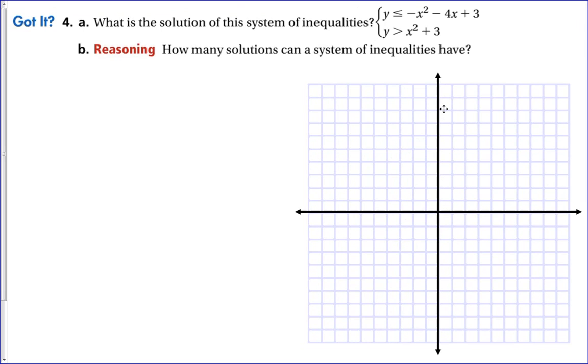Now, I want you to try this one. What is the solution to this system of inequalities? And then I want you to think about it. How many solutions can a system of inequalities have? I'll give you a hint for that. There's 3 answers. Alright? So pause the video and figure this out.